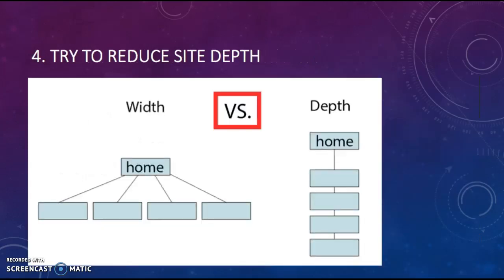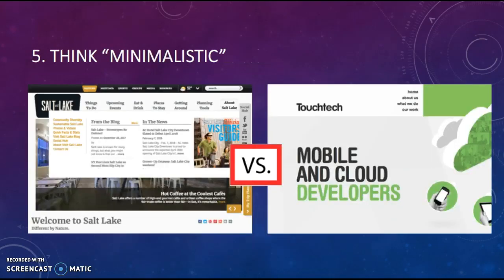The fourth tip is to try to reduce the site depth. As you design your website, you want to try to make things very easily accessible from the home page and not go too many pages deep. This will really help people when they're trying to navigate your site. The fifth tip, think minimalistic.